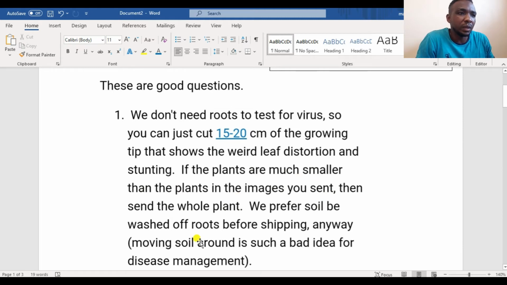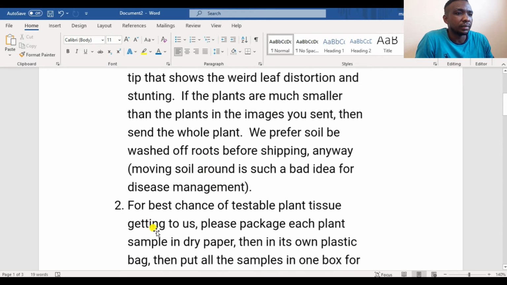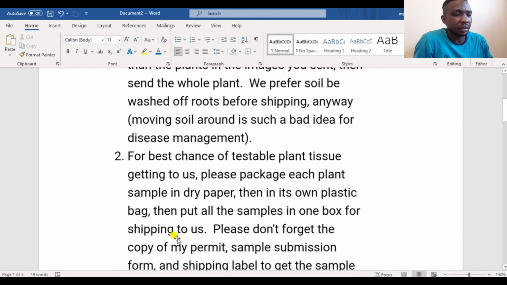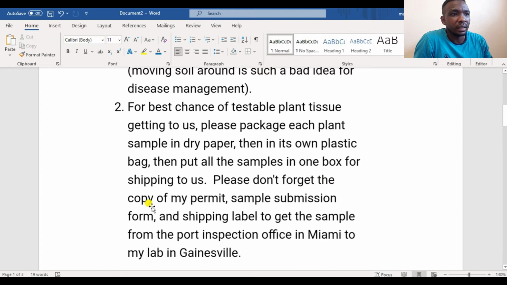We prefer soil be washed off roots before shipping. For our best chance of testable plant tissue getting to us, please package each sample in dry paper, then in its own plastic bag. Then put all samples in one box for shipping to us. Please don't forget the copy of my permit, sample submission form, and shipping label to get the sample from the Port of Inspection office in Miami to my lab in Gainesville.